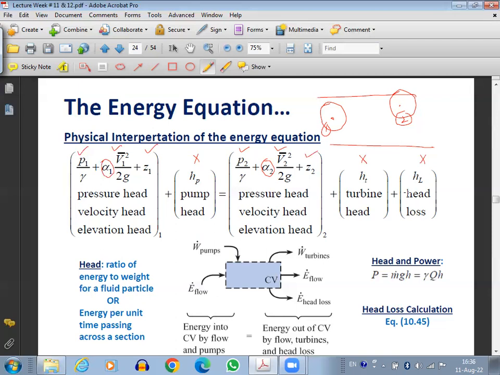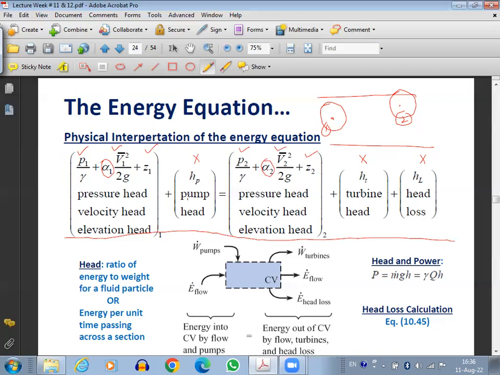Okay, but now we are actually including all those terms and factors which we were previously ignoring. So this is the complete form of the equation, which is basically the energy equation. In this energy equation, this is the pressure head plus velocity head plus elevation head. Pressure head plus elevation head is also known as piezometric head. Piezometric head plus velocity head. Velocity head is also known as dynamic head, and velocity head is also known as kinetic head.